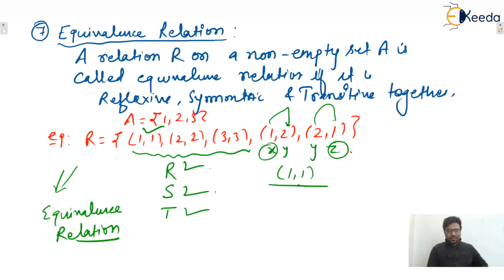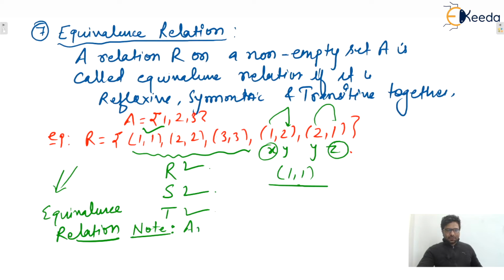Equivalence relation, isn't it? Now you only tell me, can we say that an empty relation is equivalence? No. Why? Because I already told you, an empty relation cannot be reflexive, isn't it? That's why we can say that an empty relation cannot be an equivalence relation. So you can make a note of this one.